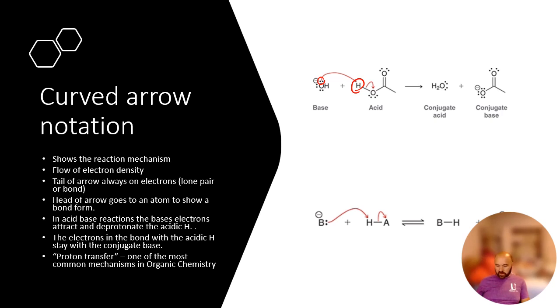And then notice that the electrons in this bond stay with that oxygen and form a lone pair on that oxygen. That's how the acid-base interaction should be shown in all of our future drawings of acid-base mechanisms. The electrons in the bond holding that hydrogen on the acid stay with that species afterwards.